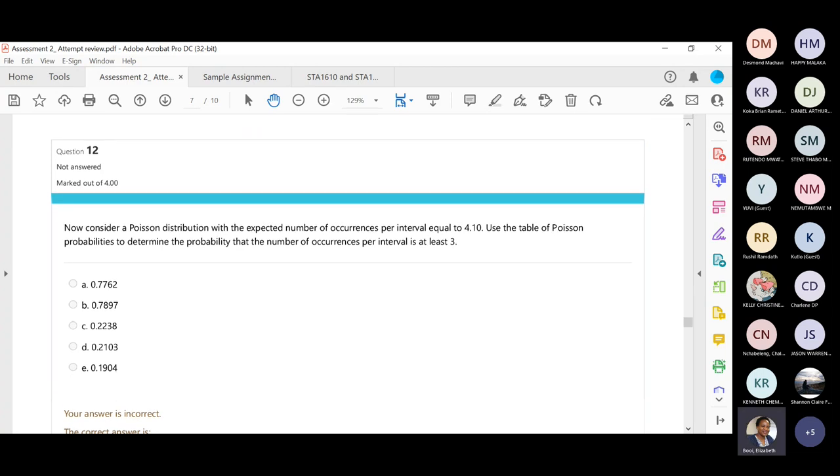Now let's consider Poisson distribution with the expected number of occurrences per interval equal to 4.10. So this is Poisson. You must always remember that that is your lambda. And they also say you must use your Poisson table on this one to find the probability. It says determine the probability that the number of occurrences per interval is at least. What is at least?